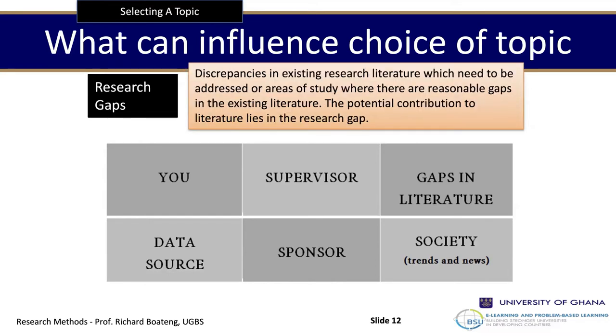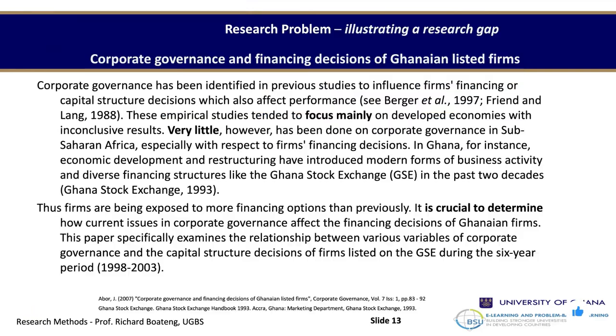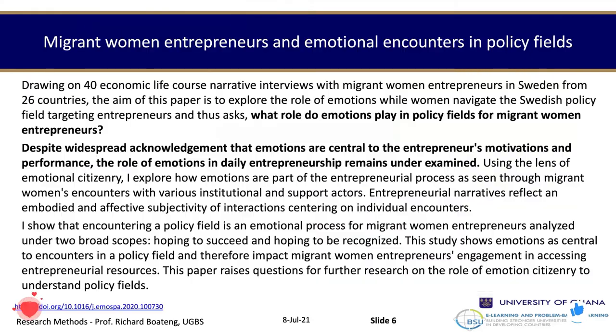Okay. Now, the next point is the discrepancies in existing research, which need to be addressed. This is where there are reasonable gaps in literature and there's a potential contribution to knowledge in that particular area. So let me just show you an example. I wanted to show you that example earlier. Okay, so let's look at this one.